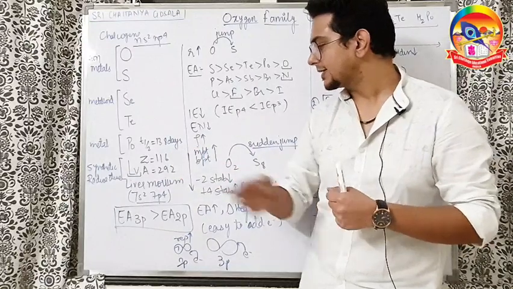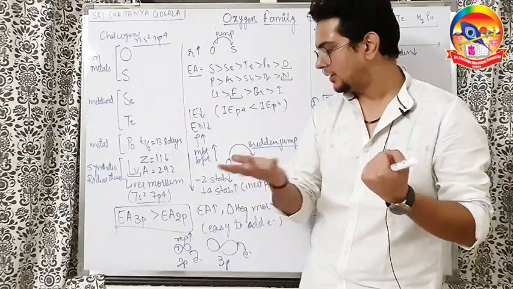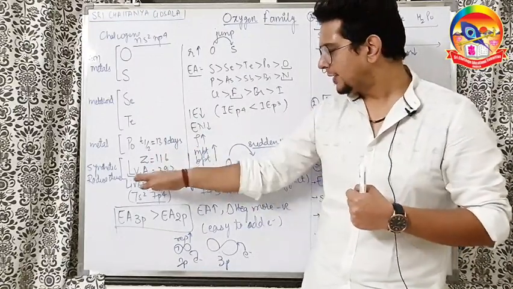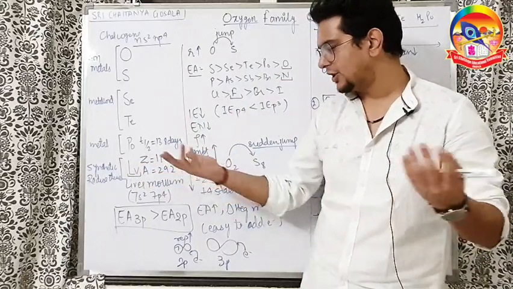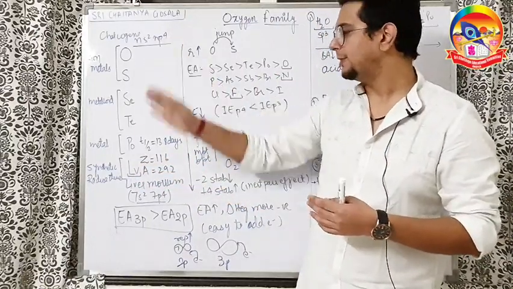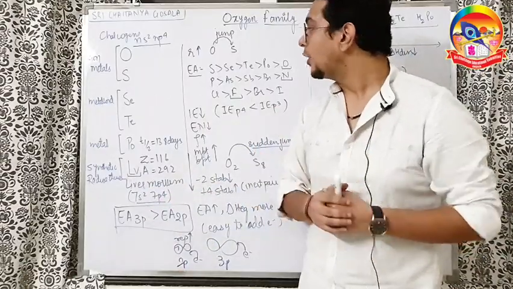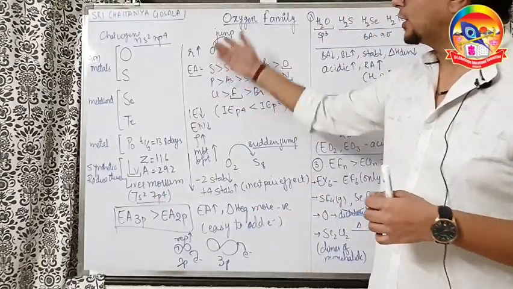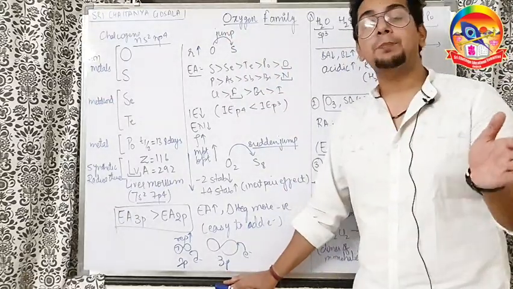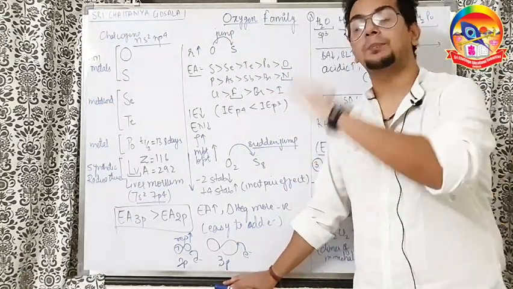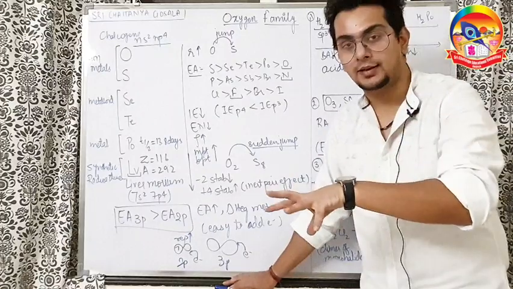Atomic number 116, atomic mass 292 amu you can say. Livermorium is the name, and the valence shell configuration as usual is ns2 np4. It is from the 7th period, so 7s2 7p4. Now, radius increases from top to bottom, but from the second period to the third period there is a sudden jump in the radius. There is a sudden increase in the radius.